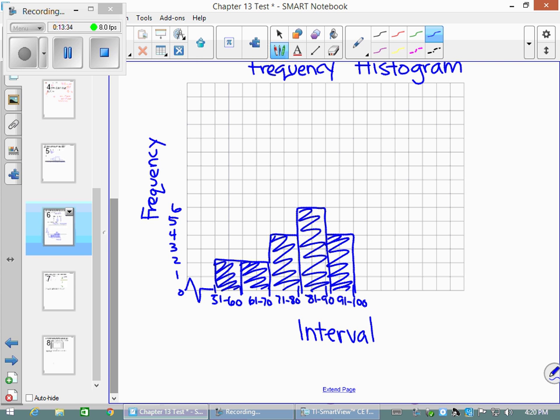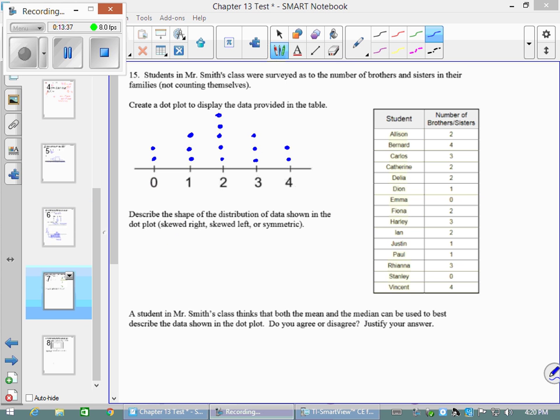Okay, question 15, we were given data about the number of brothers and sisters that students had in their families and asked to create a dot plot to display the data. So I took a minute just to start the dot plot. There were 2 students that had 0 brothers and sisters, 3 students that had 1 sibling, 5 students that had 2, 3 that had 3, and 2 that had 4.